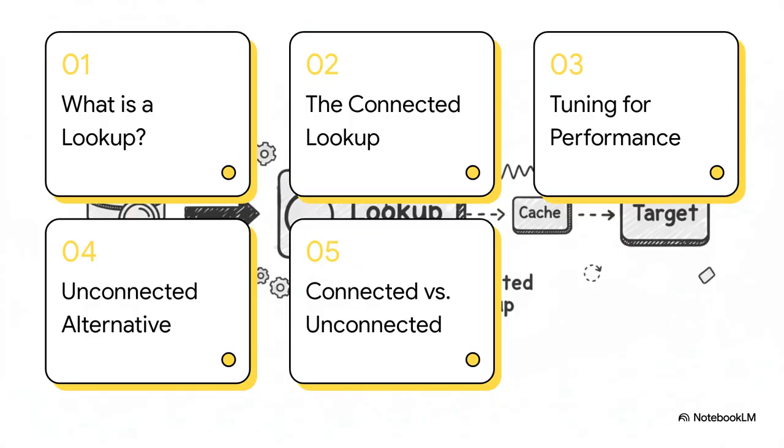So here's what we're going to cover. First, we'll hit the basics. What is a lookup, really? Then, we'll dive into the connected lookup, talk about how to make it fly with performance tuning, and then we'll look at its quirky cousin, the unconnected lookup. Finally, we'll put them head-to-head so you know exactly when to use which.